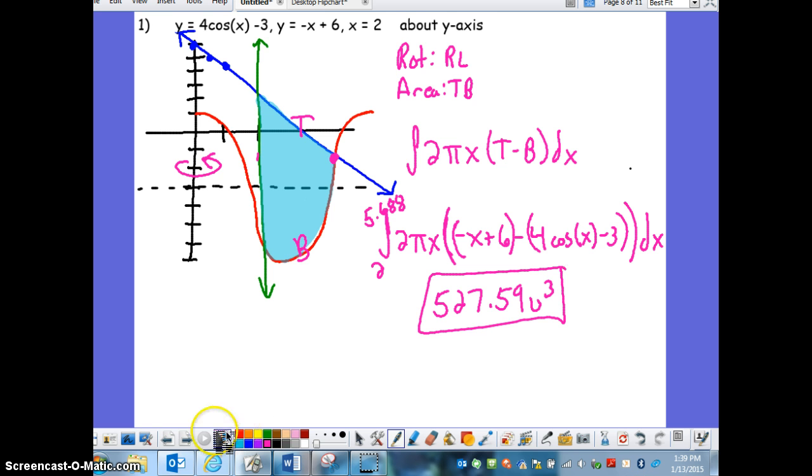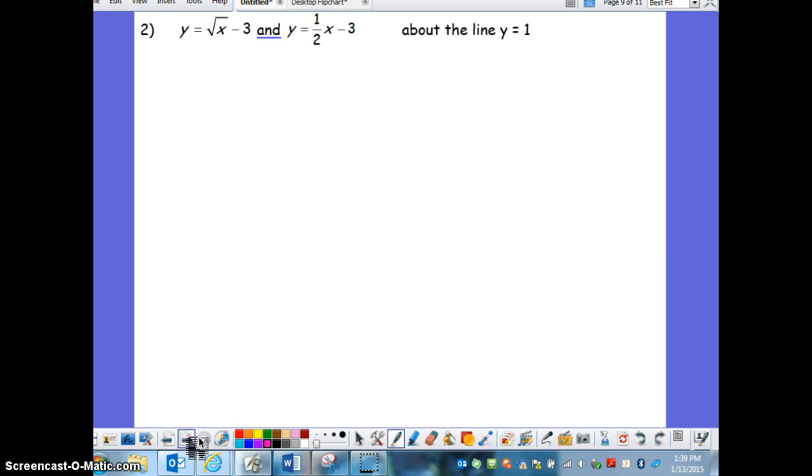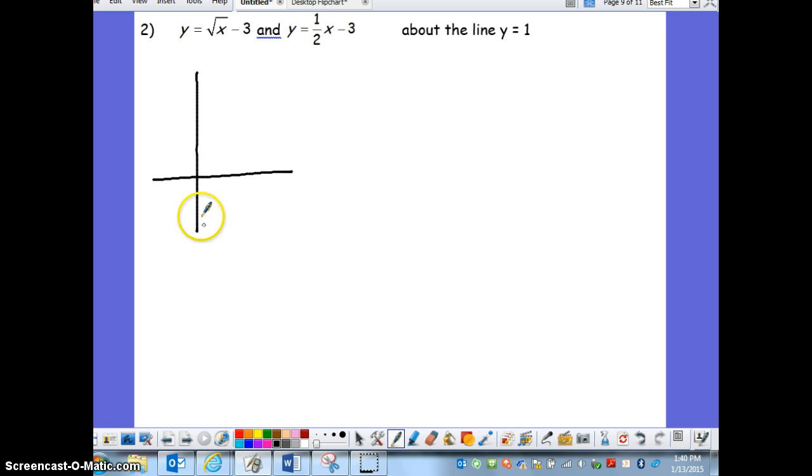Okay, number 2. Very similar, we have a couple of graphs here. We're going to go through and graph this. We have the square root of x minus 3. So I'm going to move that down 3. And it's a square root graph. And again, I'm just doing a sketch here, so I'm just going to draw that up.